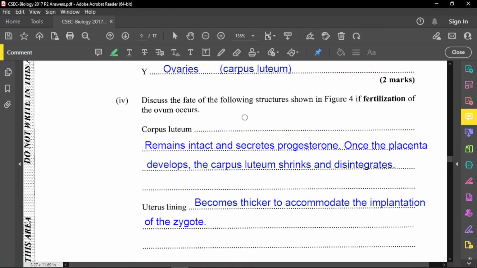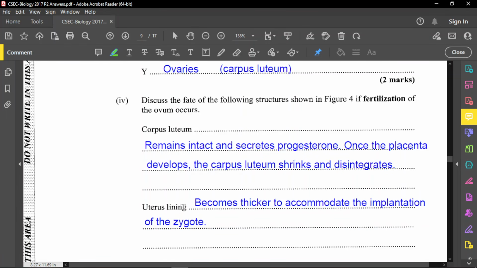So if fertilization occurs, then the corpus luteum will remain intact and secrete progesterone. A point to note is that once the placenta develops, the corpus luteum will start to shrink and disintegrate, because the placenta will now be able to produce some amount of progesterone to maintain the pregnancy, or to maintain a proper, healthy endometrium.